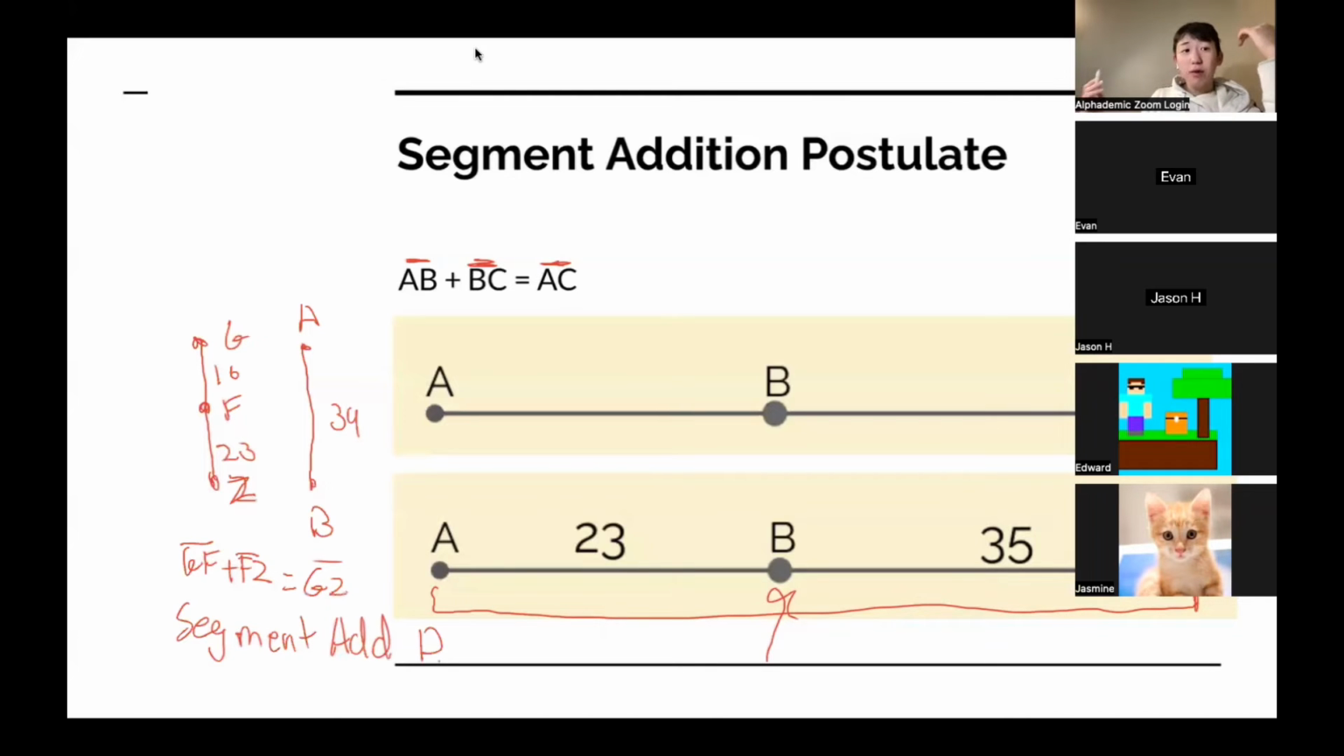Some teachers will have you write out the whole thing. Some teachers will just have you shorthand it. But this is basically what you'll use it for later on when you're proving that these two segments add up to one another. It seems very redundant and rudimentary. It seems very logical and very basic. You look at it and it's just 23 plus 35 equals 58. But in geometry, if you don't prove it, then it isn't true, pretty much.